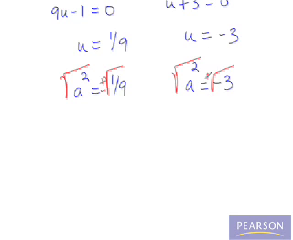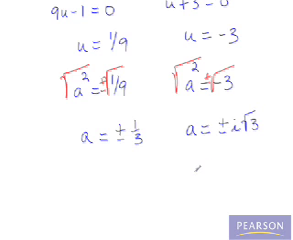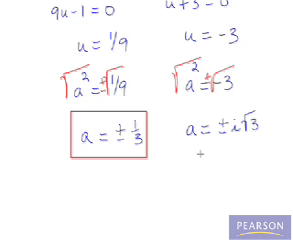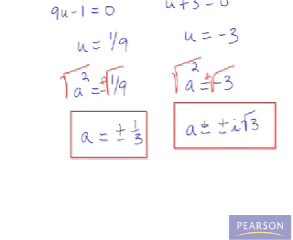Square root of both sides, plus or minus, and we get a equals plus or minus the square root of 1/9, which is plus or minus 1/3, or a is equal to plus or minus the square root of -3. That ends up being plus or minus i root 3. So there are our solutions. a is either equal to plus or minus 1/3, or a is equal to plus or minus i root 3.